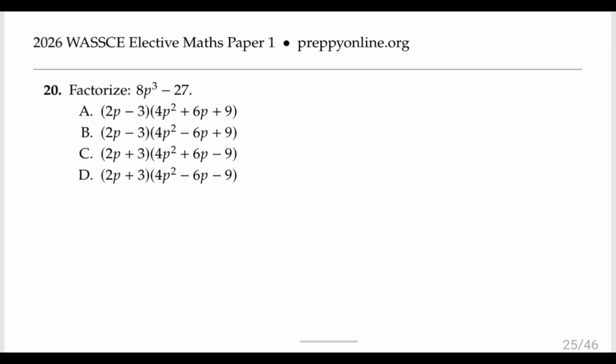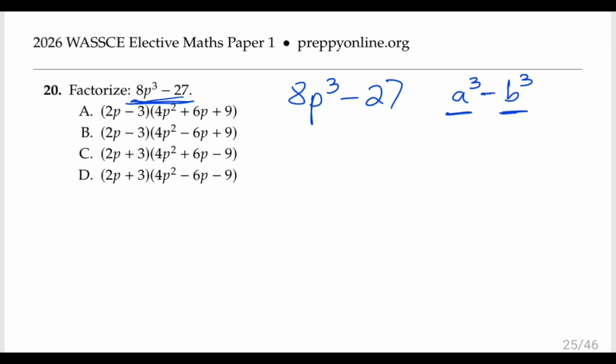Question 20. Factorize this expression: 8p cubed minus 27. This is a difference of cubes. If you have a number cubed minus another number cubed, then there's the famous SOAP method of factorizing.